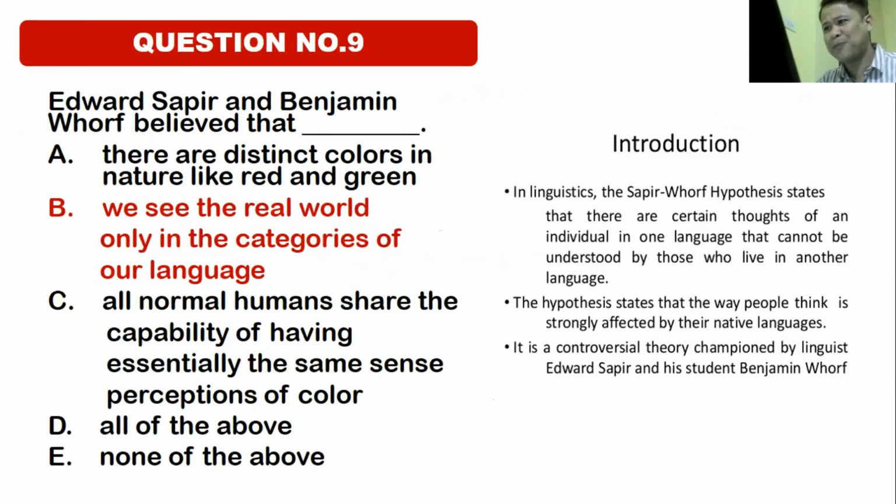In linguistics, the Sapir-Whorf hypothesis states that there are certain thoughts of an individual in one language that cannot be understood by those who live in another language. So, for example, the Russians, they have two terms to refer to the color blue, I think. Yeah. One term for the light blue and another term for the dark blue. Next, the hypothesis states the way people think is strongly affected by their native languages. It is a controversial theory championed by linguist Edward Sapir and his student Benjamin Whorf.